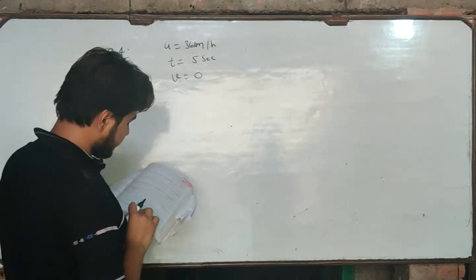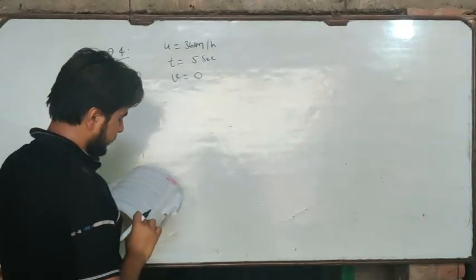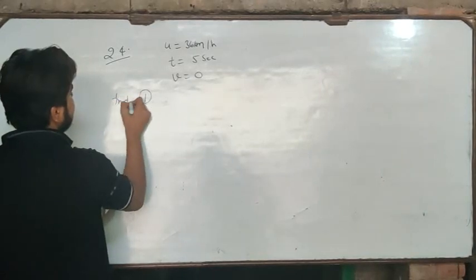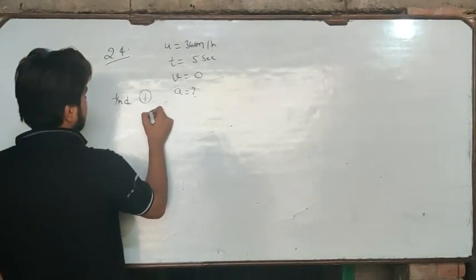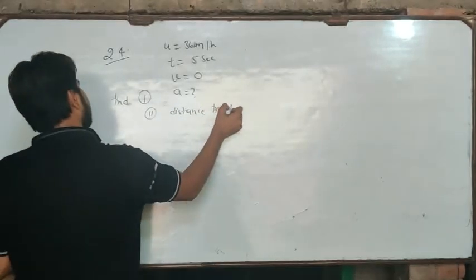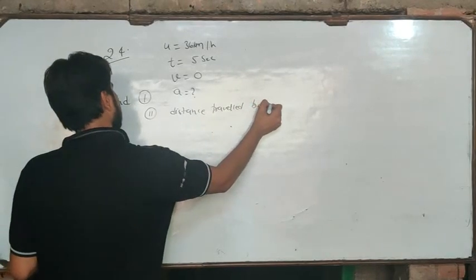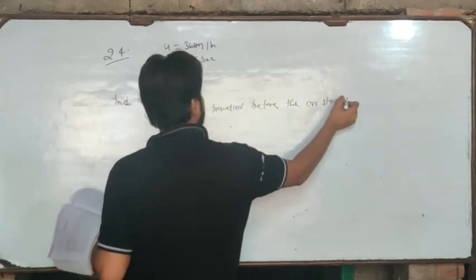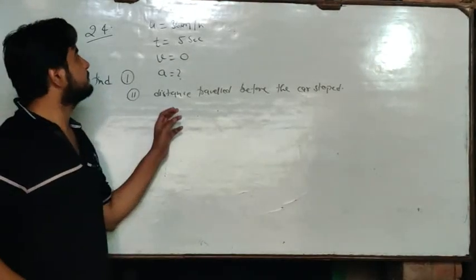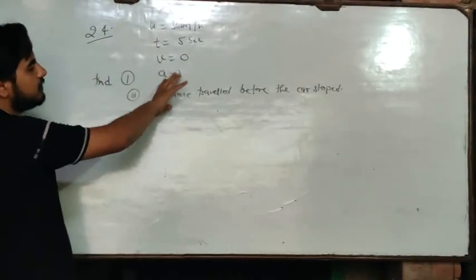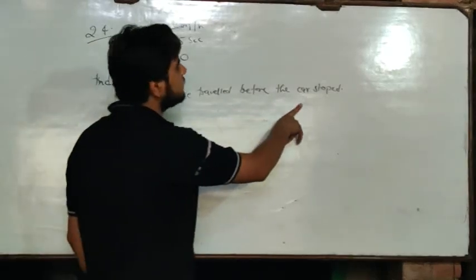Find the acceleration of the car and the distance traveled before it stopped after applying the brakes. First, we have to find out the acceleration. Second, the distance traveled before the car stopped. Here u is equal to 36 km per hour, t is equal to 5 seconds, v is equal to 0, a we have to find out, and the distance traveled before the car stopped.